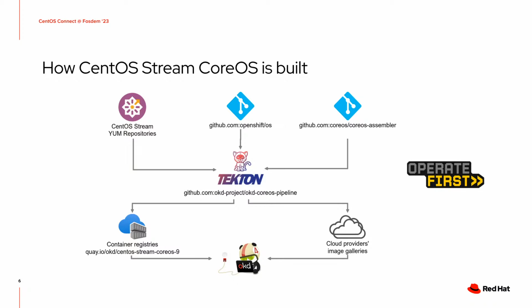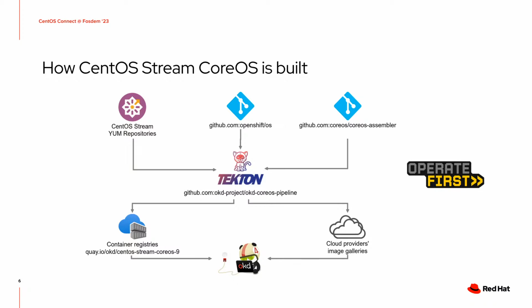All of that we run in a Tekton pipeline, which is also obviously open source. It lives in the OKD CoreOS pipeline repository on the OKD project organization on GitHub. This we run on Operate First. If you want to check out Operate First and learn how to operate an OpenShift or OKD cluster, check out operate-first.cloud.